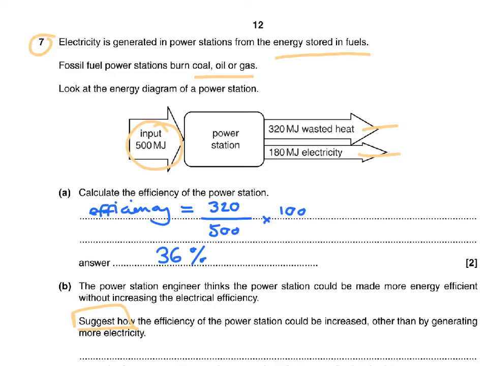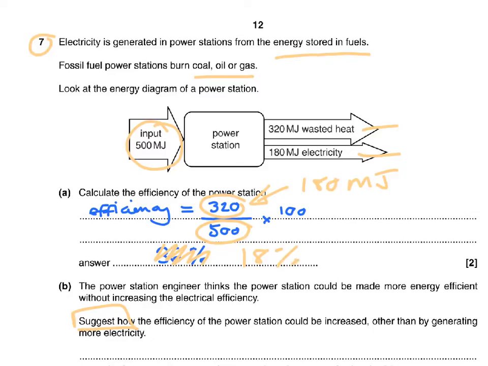Okay, so here we've got: calculate the efficiency of the power station. The efficiency is equal to the useful energy divided by the energy going into the system. So what I've done is I've used this wrong value here. It should of course be the useful energy, which is the 180 megajoules that we're getting out as electricity. So of course, if I put that into the equation, the answer is not 36%, it's actually 18% efficiency.